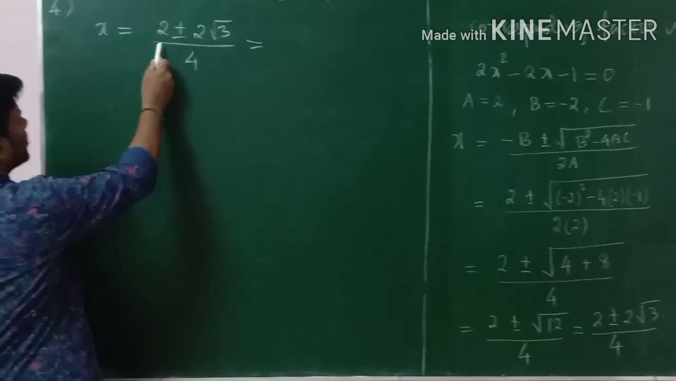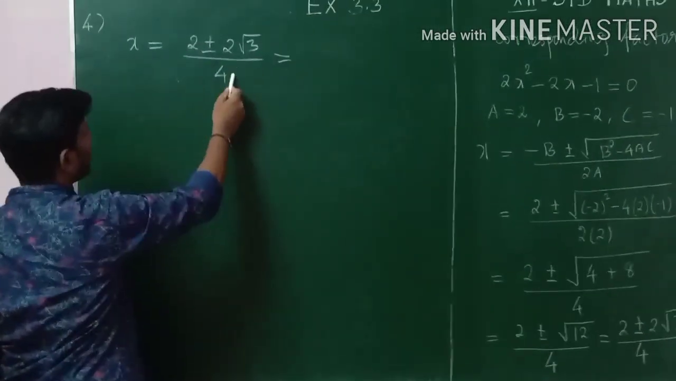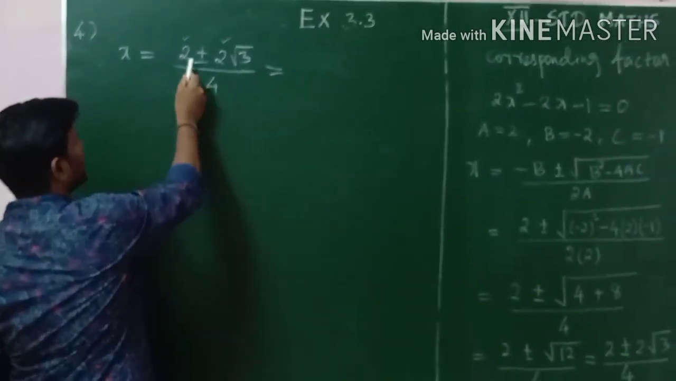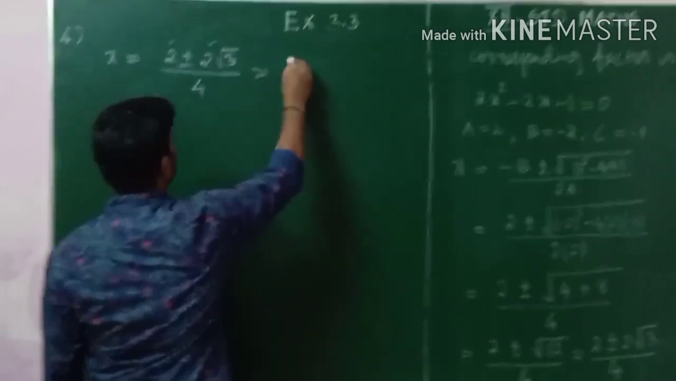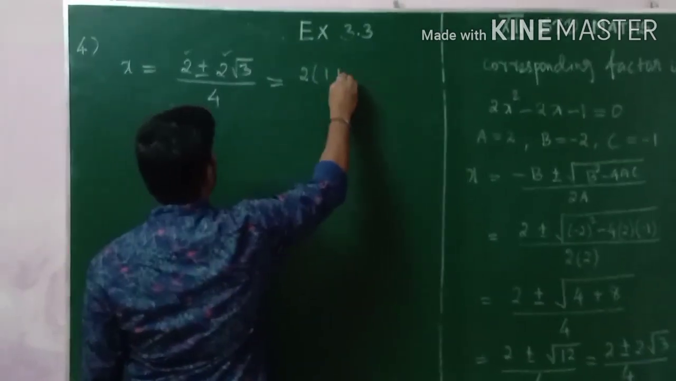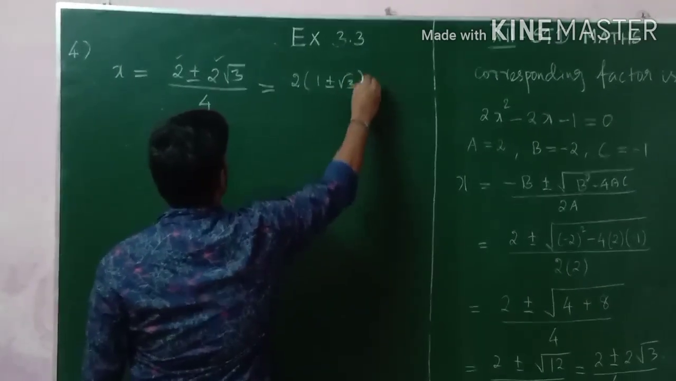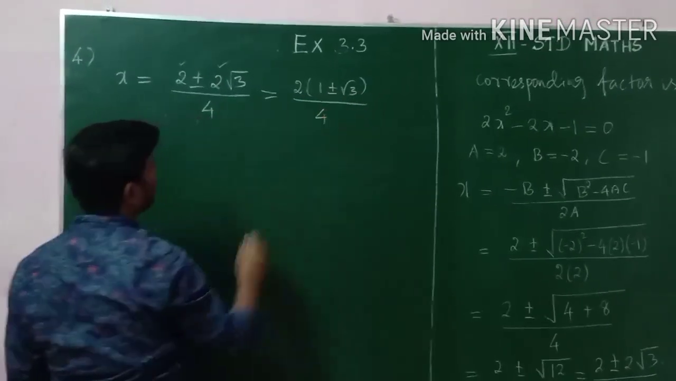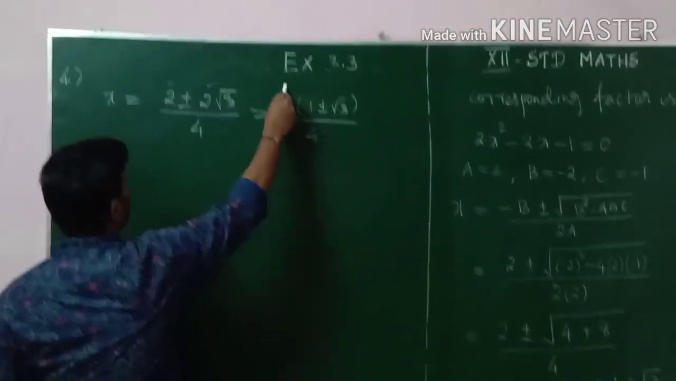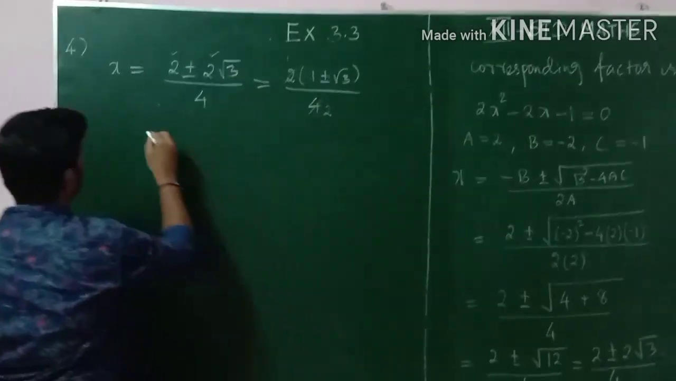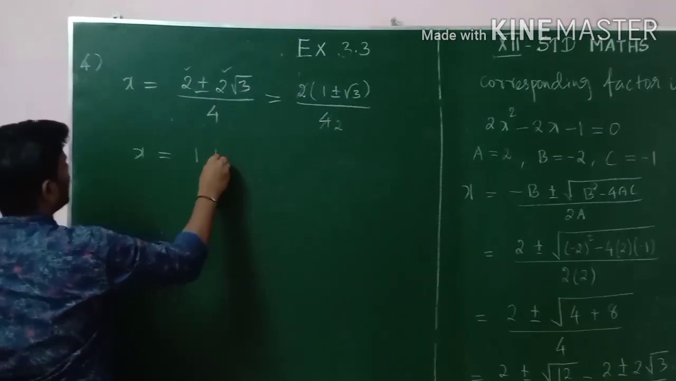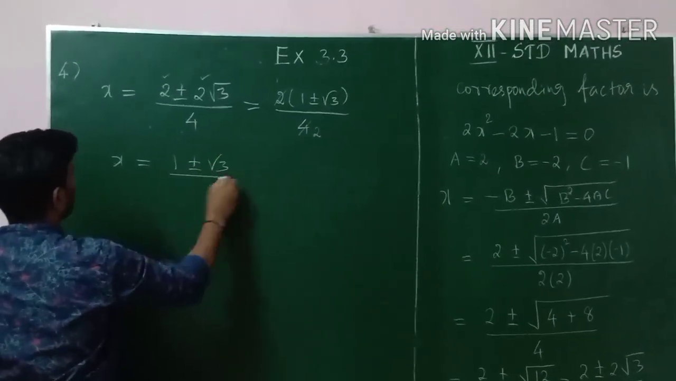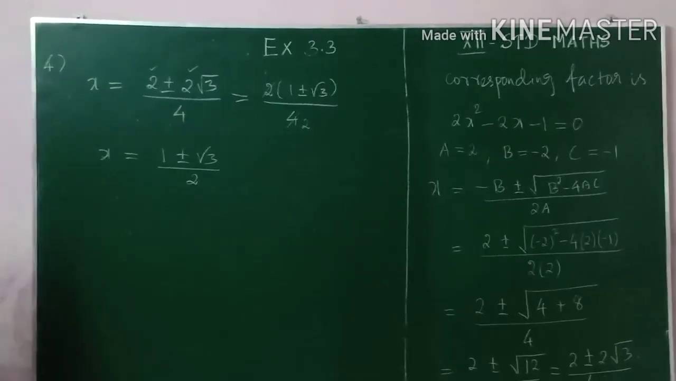So finally we got 2 plus or minus 2 square root of 3 by 4. From this I can take 2 as common. If you take 2 as common, 2 into 1 plus or minus square root of 3 by 4. Cancel this: 1 2 is 2, 2 2s are 4. So x is equal to 1 plus or minus square root of 3 by 2.